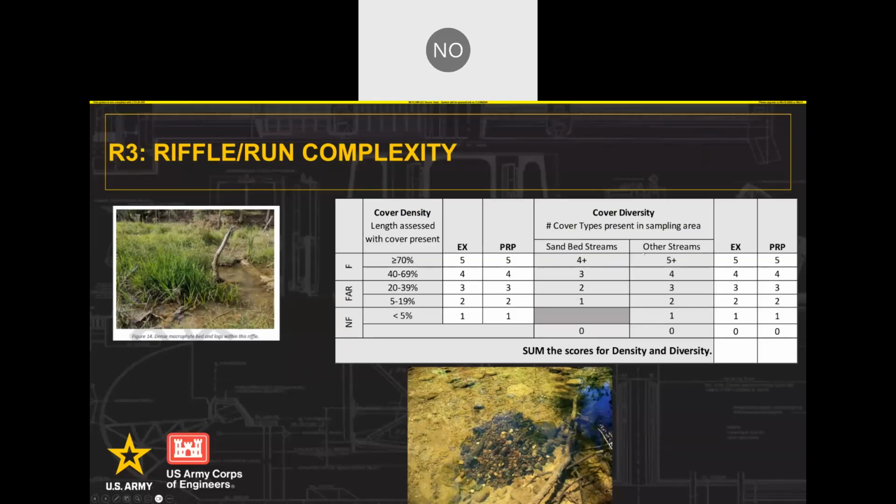And then you have your number of cover features, and this is stratified by the type of stream you're in. So sand bed streams, you're just naturally going to have a little bit fewer cover features because you don't have options for all those rocky features and things are just not going to be there probably. And then other streams, you have up to 5. So the more diversity of cover, the better off you're going to be there.